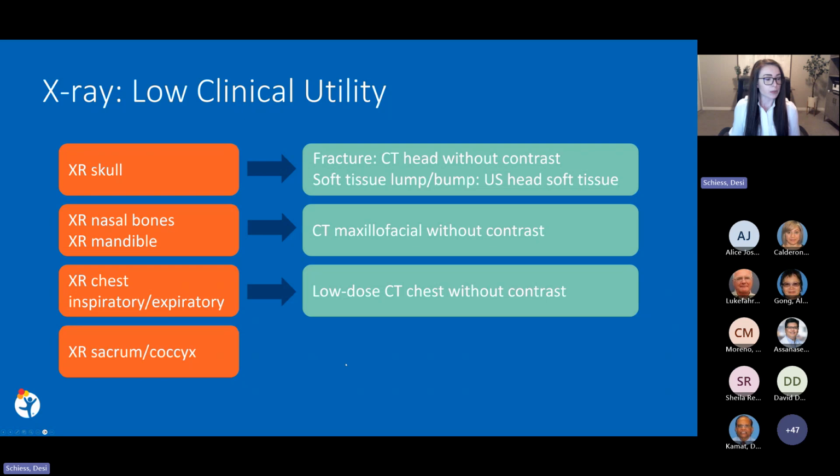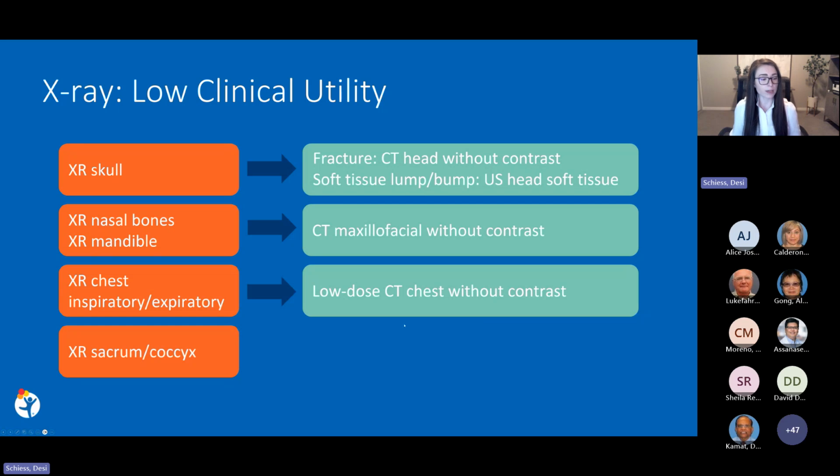Another example is inspiratory and expiratory chest radiographs. I've seen plenty of these that look totally normal or have very subtle asymmetry that's easy to miss. Some pediatric centers now offer low-dose chest CT with direct visualization of the airway and esophagus to assess for radiolucent foreign bodies. We'll talk more about this later.